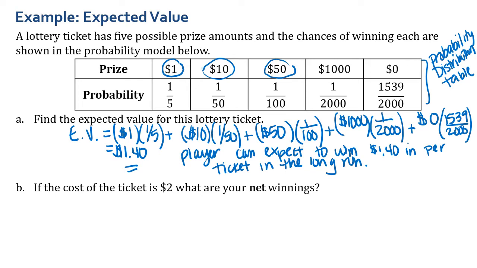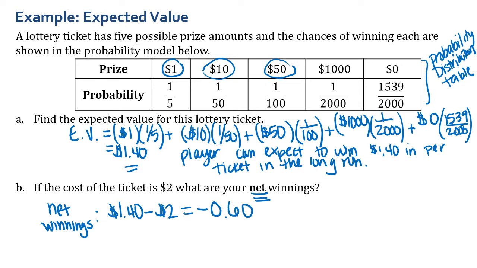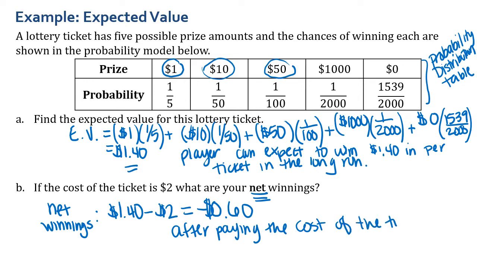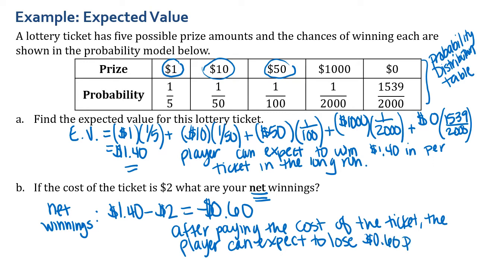So the expected value, or what is going to be my net winnings over time: I'm expected to get $1.40 per ticket that I purchase, but it costs me $2 to purchase the ticket. So my net earnings are negative 60 cents. So after paying the cost of the ticket, the player can expect to lose 60 cents per game or per ticket in the long run.